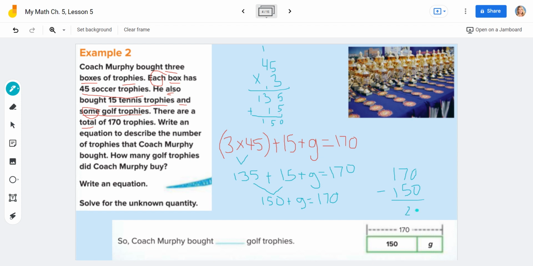And we will find that our missing amount for the golf trophies is 20. So G equals 20. So that means that I can come back in here and plug in a 20 for this G. And my answer would be correct. It would all equal out.